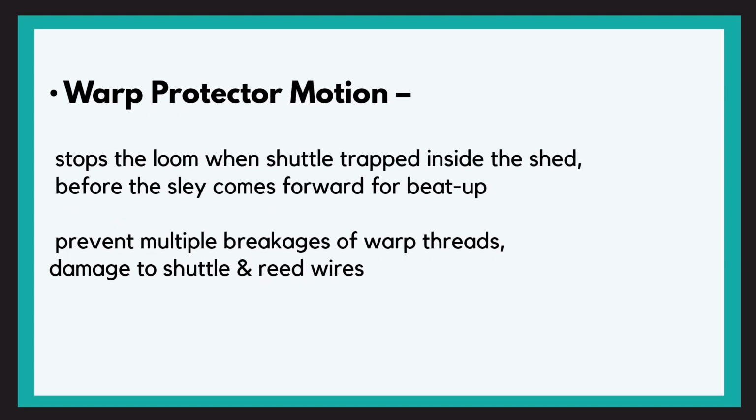The next auxiliary motion is the warp protector motion. So consider if the shuttle gets trapped in the shed or the weft carrier is not able to reach the other side of the loom and the reed continues to beat up. Then this situation will cause heavy damage to the shuttle, to the reed wires, and will also cause multiple warp threads to break. So to protect from this damage, the warp protector motion comes into action. Now, if the shuttle doesn't reach the shuttle box in time, it senses the missing shuttle and initiates the stopping of the loom.